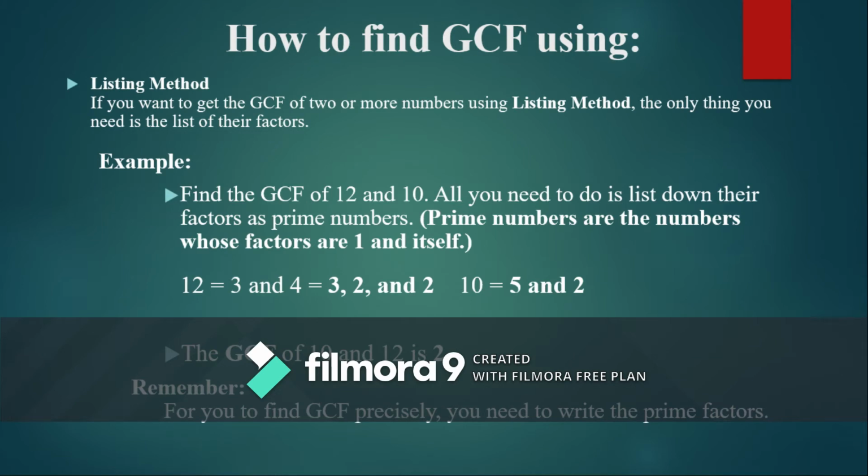How to find GCF using listing method. If you want to get the GCF of two or more numbers using the listing method, the only thing you need is the list of their factors, their prime factors. For example, find the GCF of 12 and 10. All you need to do is list down their factors as prime numbers. Prime numbers are the numbers whose factors are 1 and itself.